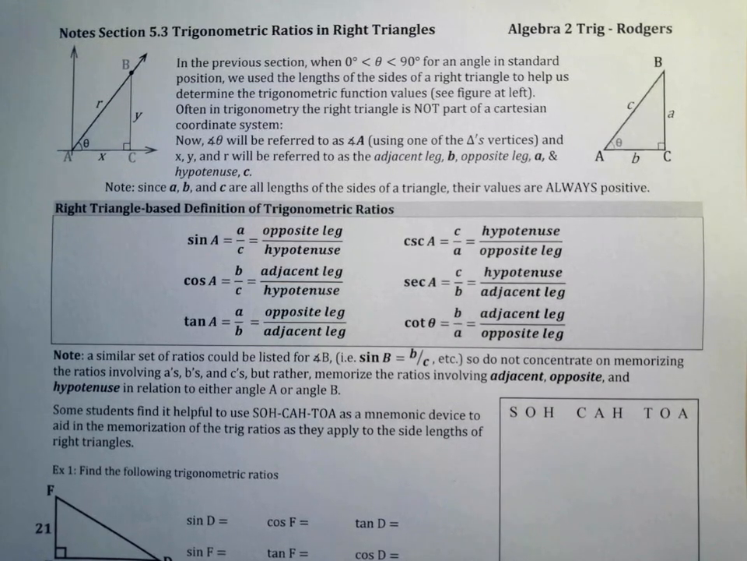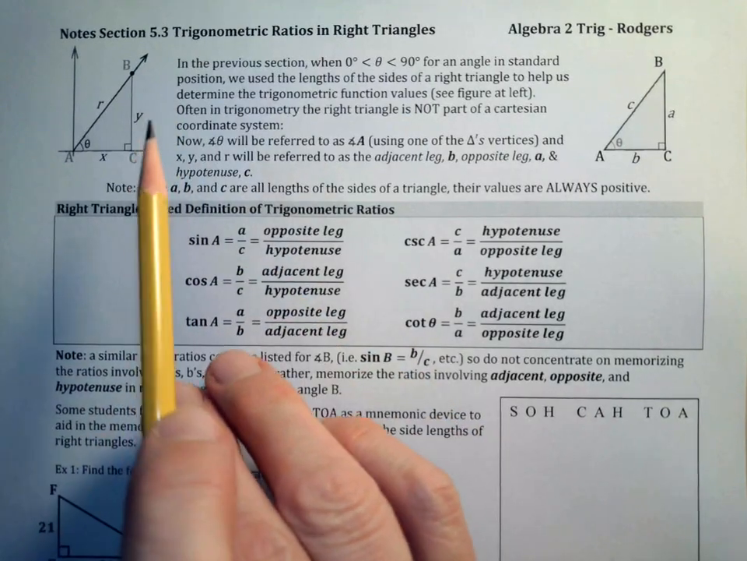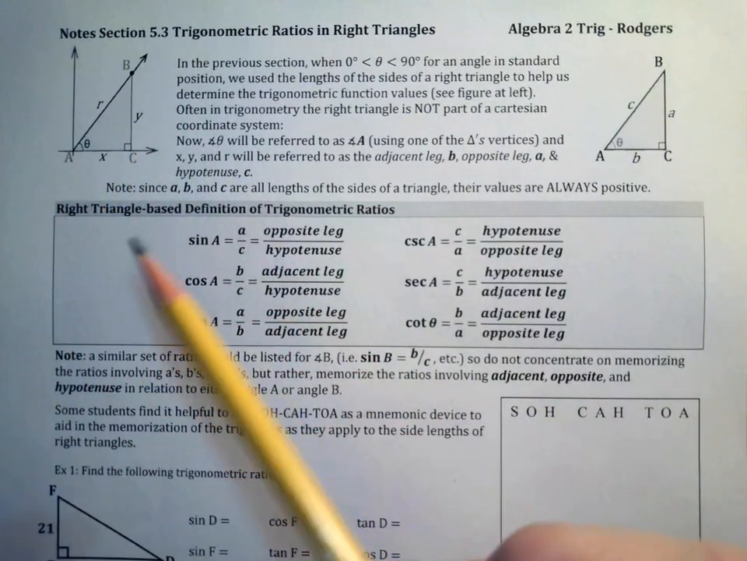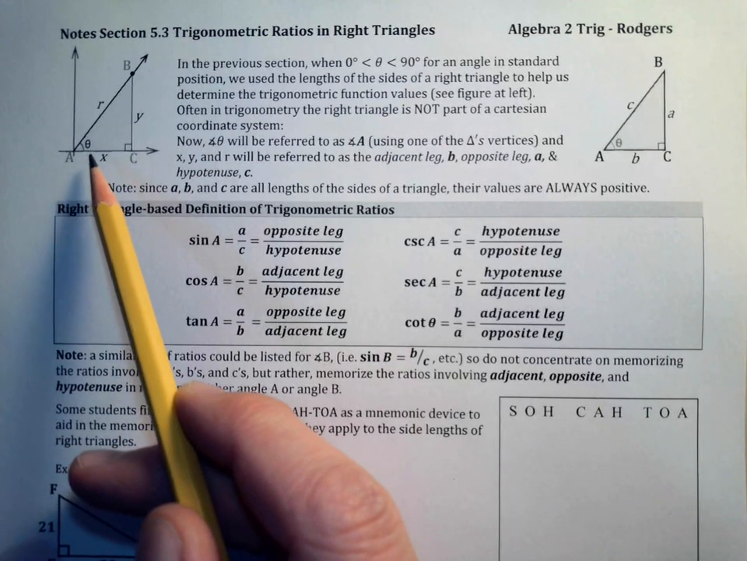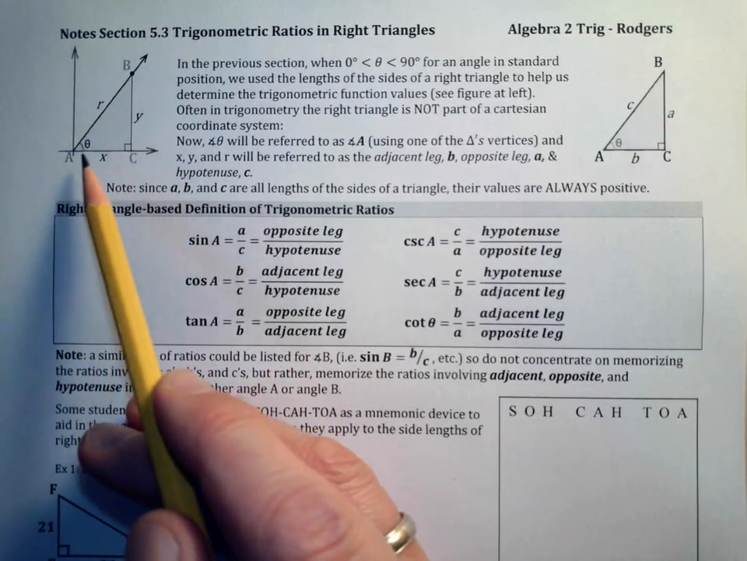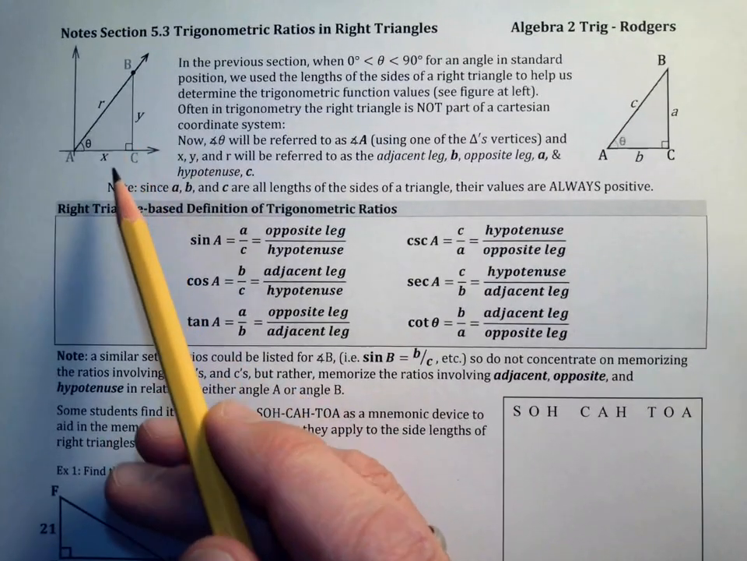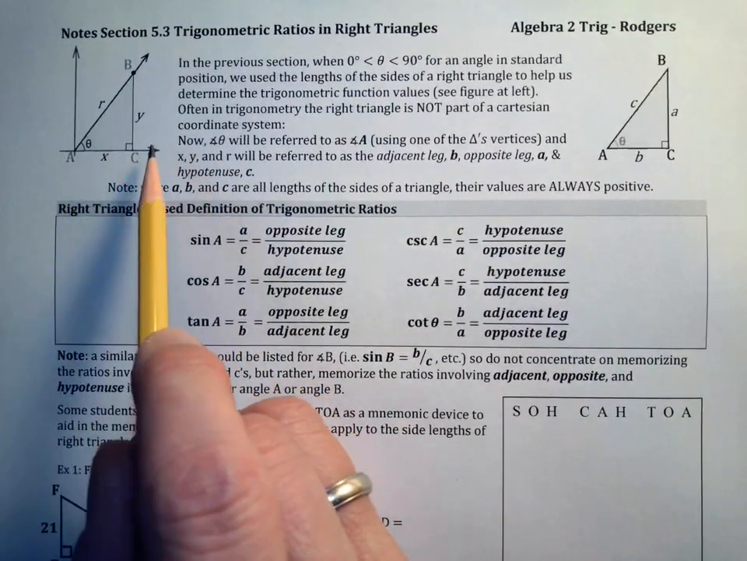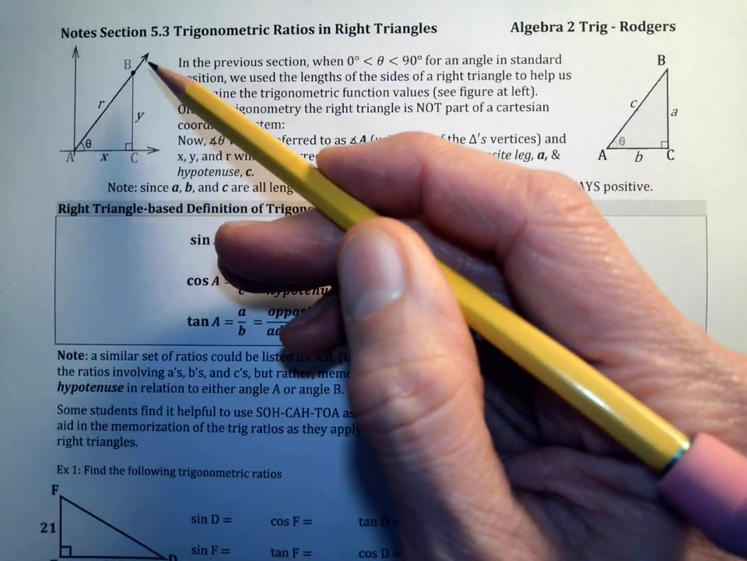Okay, so this video is covering section 5.3, and up to this point in the chapter, we've been dealing with an angle in standard position. So kind of like what we would see over here, where the angle's in standard position, the initial side is the x-axis, and the terminal side is somewhere else.